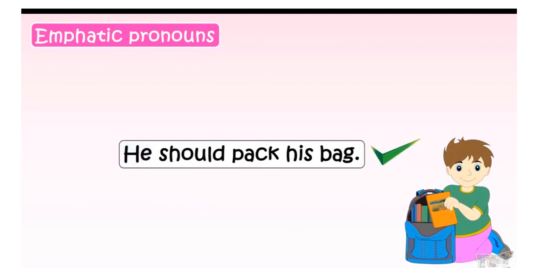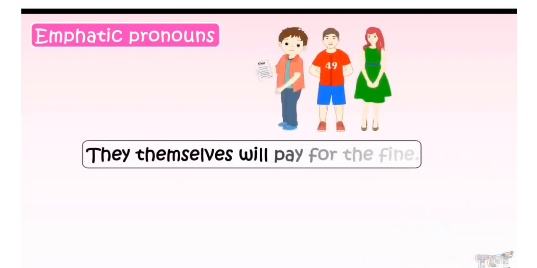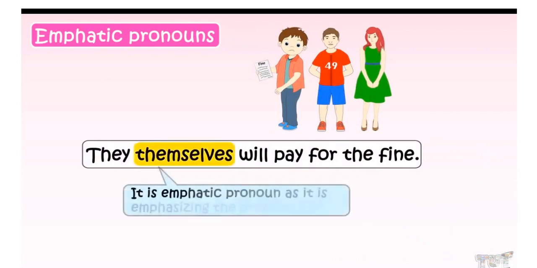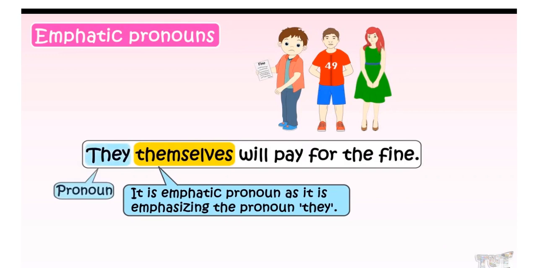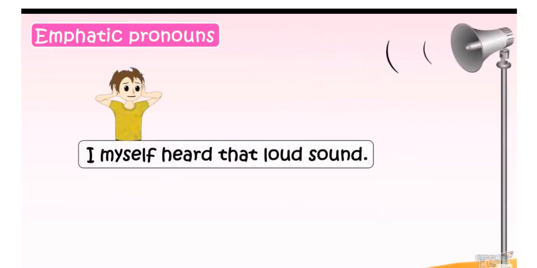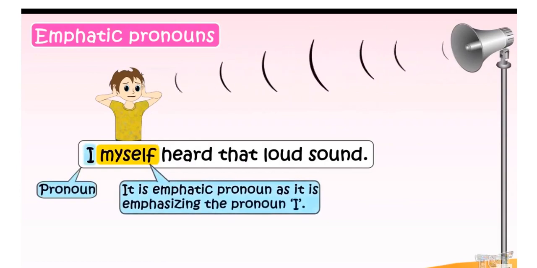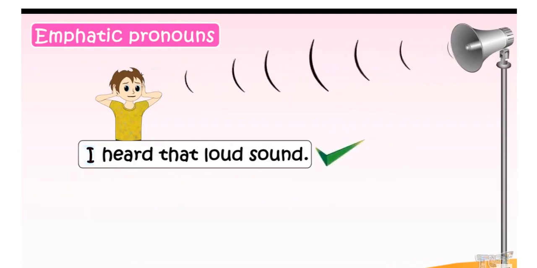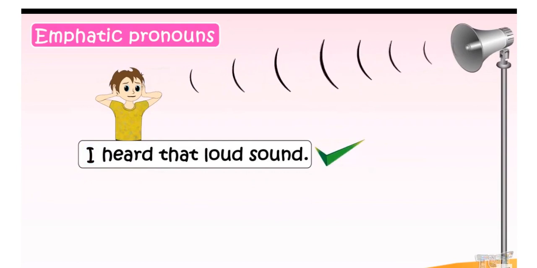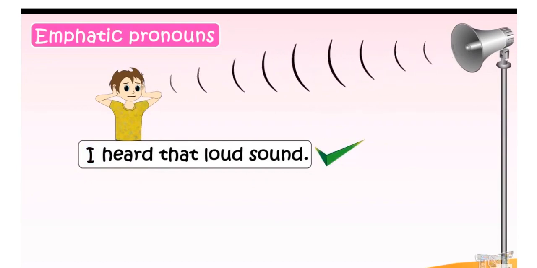They themselves will pay for the fine. Here, themselves is an emphatic pronoun that is emphasizing the pronoun they. I myself heard that loud sound. Here, myself is emphasizing I, and the sentence will remain meaningful without it. I heard that loud sound. So, in all these sentences, the compound pronoun is emphasizing the pronoun.